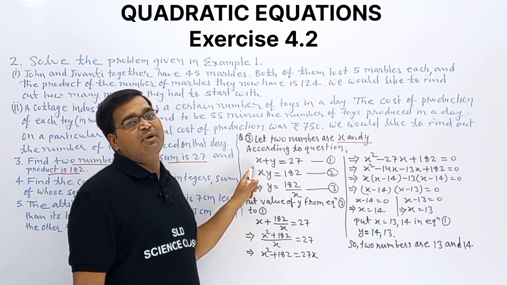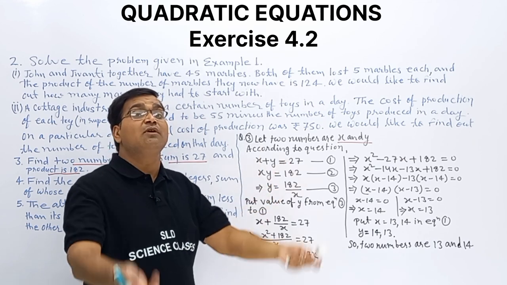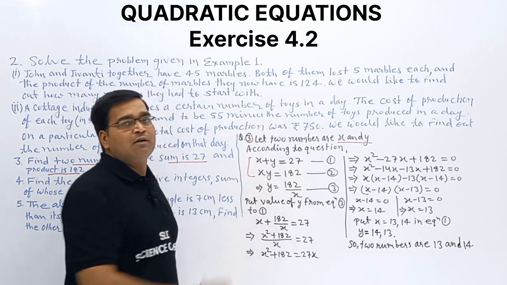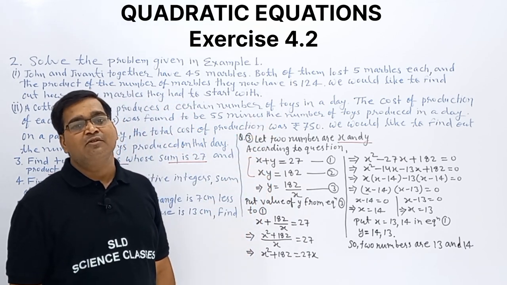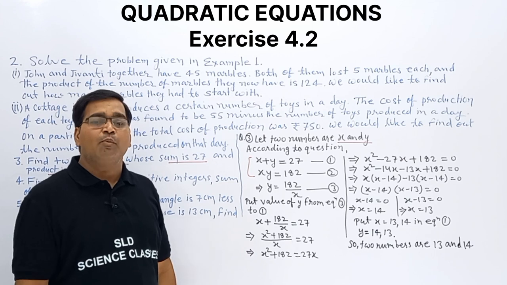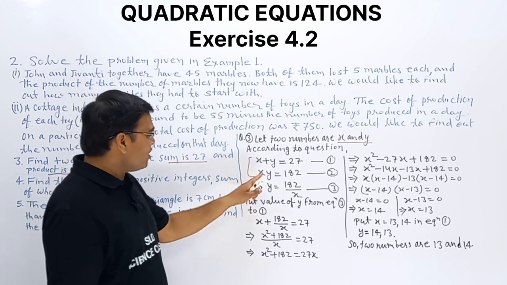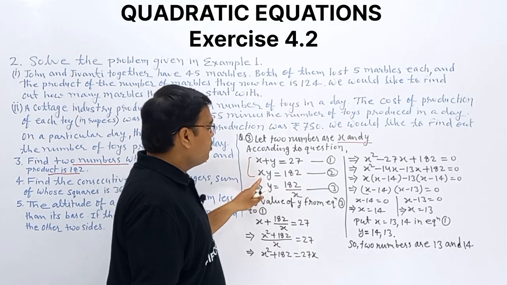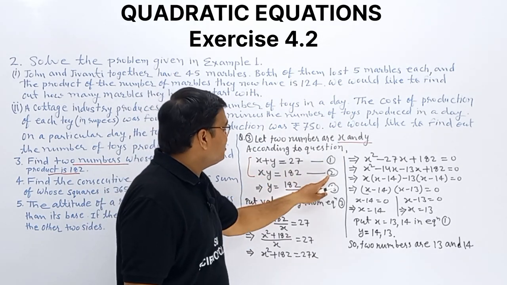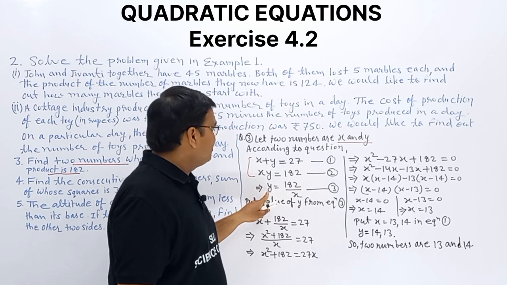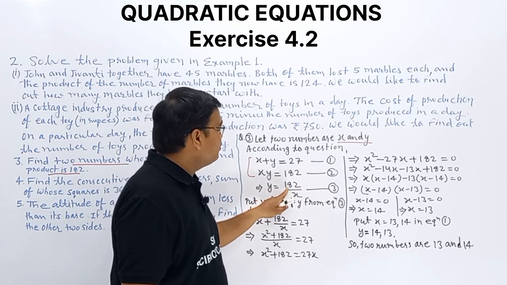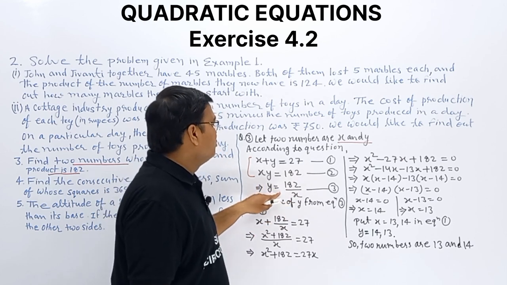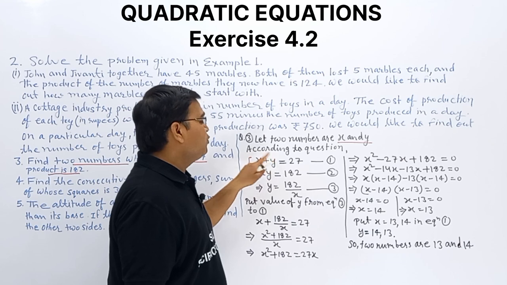In the two variable equations, we want to convert into one variable. By using both equations, how will we convert to a one variable equation? A simple process: from any one equation, find one variable and put that in the other equation. From equation 2, I am finding y. So y equals 182 divided by x, and we put this value into equation number 1.